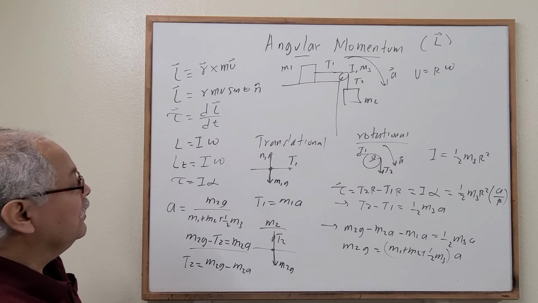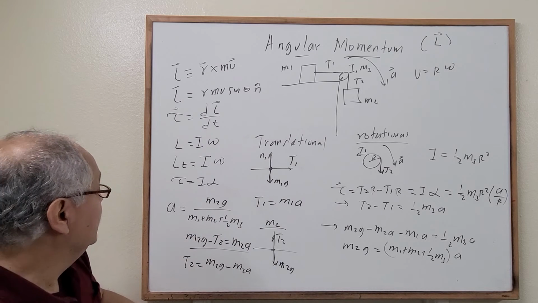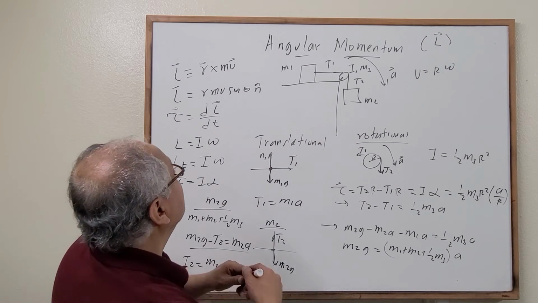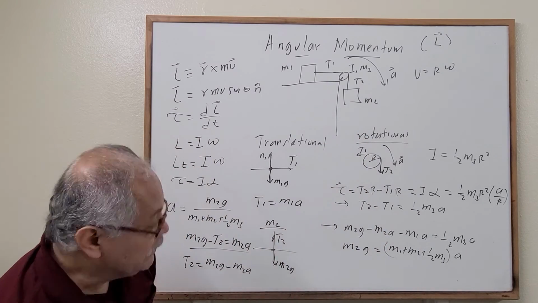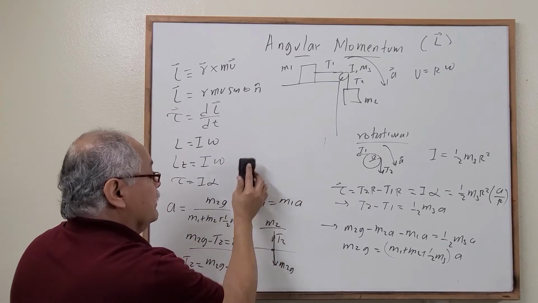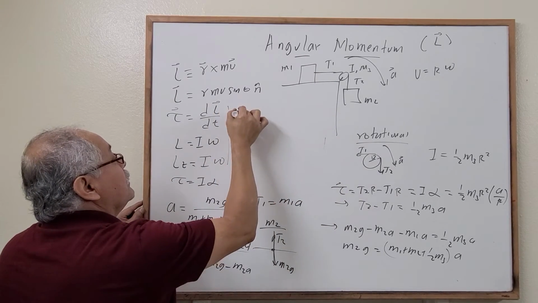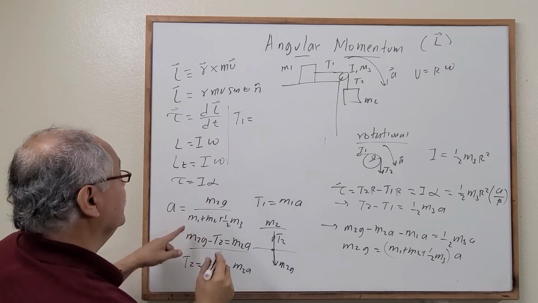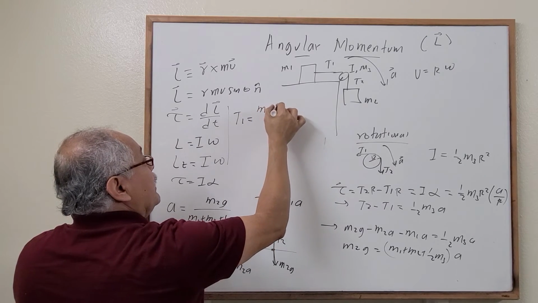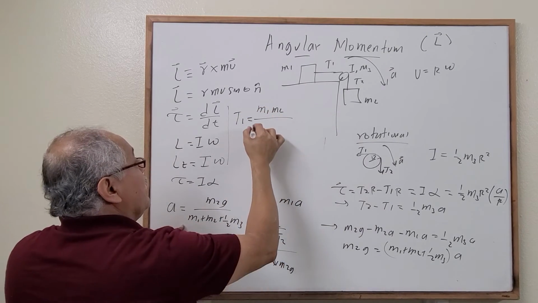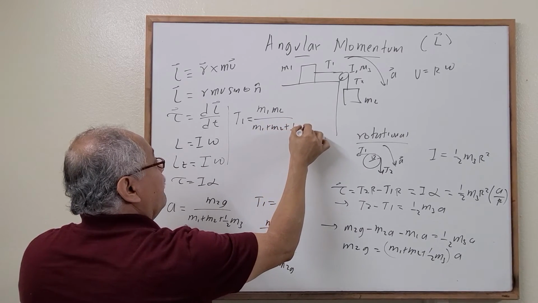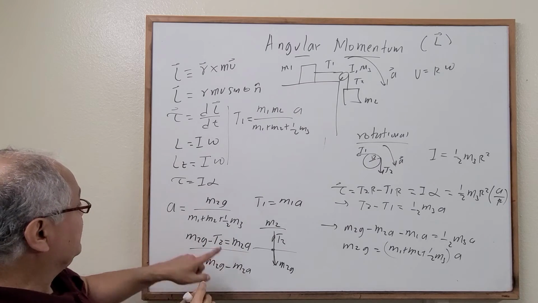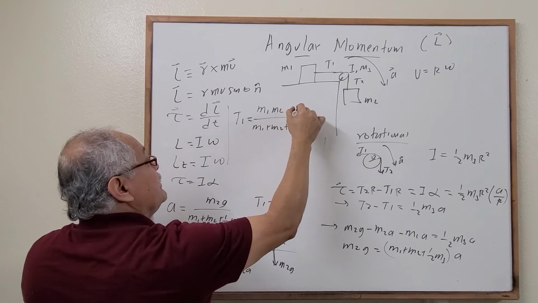What about T1? Let me do it right here. T1 is equal to m1 times acceleration. So it's actually equal to m1 m2 divided by m1 plus m2 plus 1/2 m3, times g, because the acceleration is this. Okay, times g.